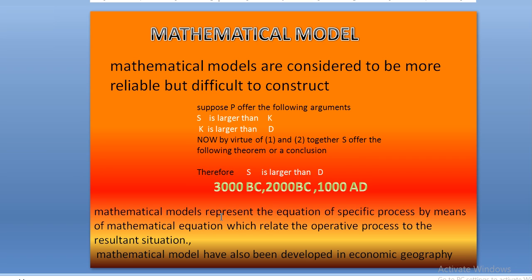Next is the mathematical model. Mathematical models are considered to be more reliable but difficult to construct. They obscure many of the human values, normative equations, and attitudes, yet they have a symbolic assertion of a verbal or mathematical kind in logical terms. For example, suppose P offers the following arguments: S is larger than K and K is larger than D. Now by virtue of the first and second together, S offers the following theorem or conclusion.